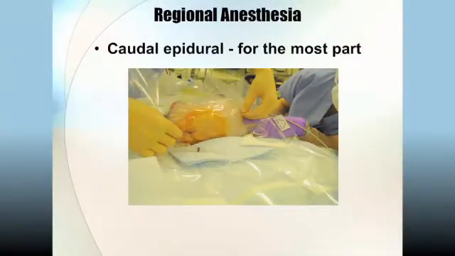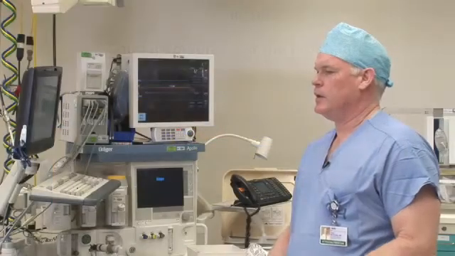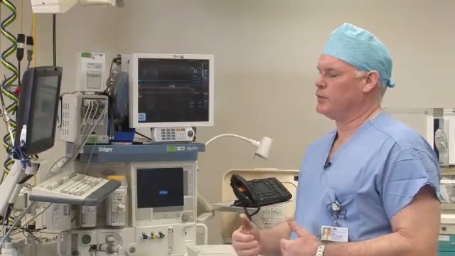In this image here, you can see that for the most part for neonates, we do what's called a caudal epidural anesthetic. In neonates, the epidural space is relatively larger as compared to adults, and it's very easy for us to place the tip of the epidural catheter in almost any area of the vertebral column, which involves the specific nerves in the neonate.